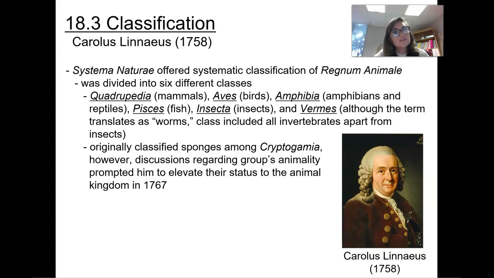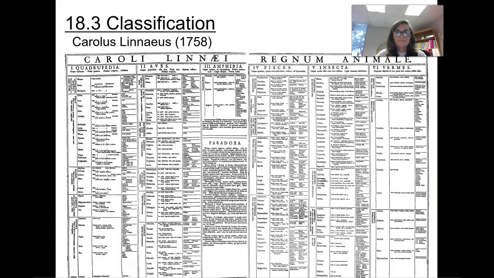Although the term translates to worms, the class is going to include all invertebrates and some insects, or a part of insects, sorry, so not with the insects. So originally, the sponges that we come across first are going to be classified as Cryptogamia. However, discussion regarding groups of different animals is going to prompt him to elevate their status to the animal kingdom in 1767. And so here are Carolus Linnaeus's different animal descriptions and how he separated and classified them, if you want to stop and look over these closer.